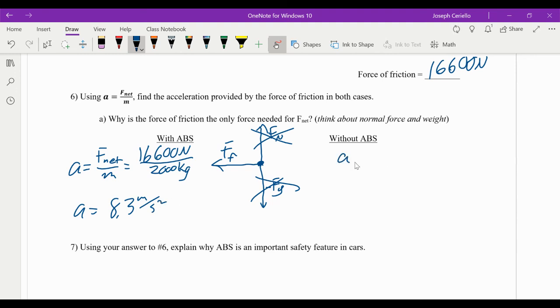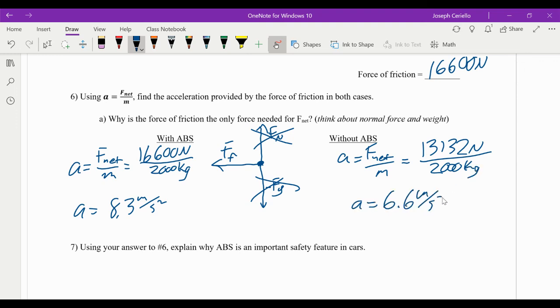Without anti-lock brakes, basically the same thing, A equals F net over M. And let's see, I think it was 13,132 newtons over 2,000 kilograms. And I think the acceleration in that case came out to be 6.6 meters per second squared.